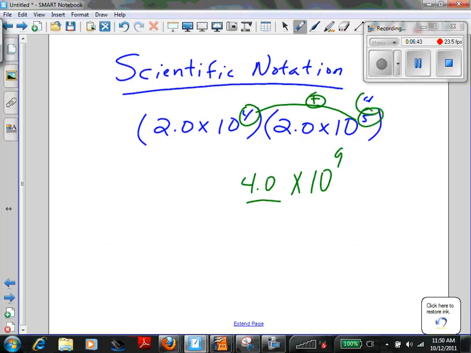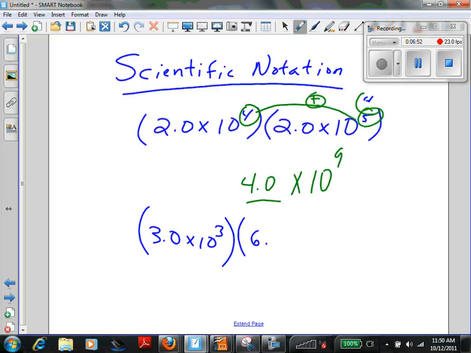Say I have 3.0 times 10 to the 3rd times 6.0 times 10 to the 2nd. What do I get with that? I would right off the bat say, hey, it's multiplication, exponents get added. If it were division, exponents get subtracted. But it's multiplication, exponents get added, so I'm going to be around 10 to the 5th.